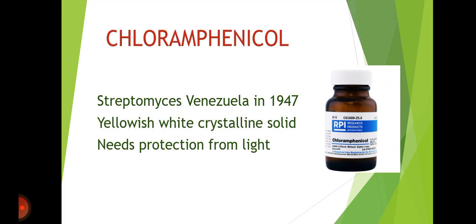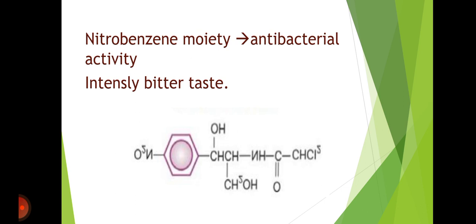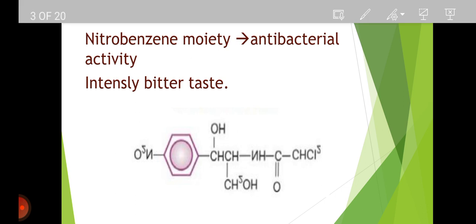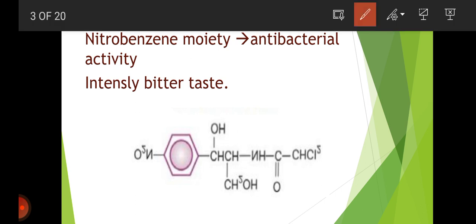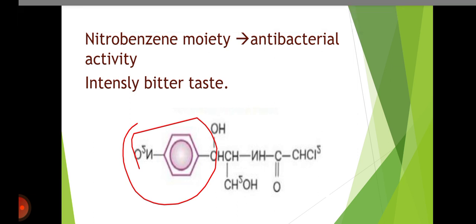It was initially obtained from Streptomyces venezuelae in 1947. It is a yellowish white crystalline solid. It needs protection from light, hence it is stored in dark colored bottles. The nitro moiety is responsible for the antibacterial activity of chloramphenicol. It is intensely bitter in taste. This is the chemical structure of chloramphenicol with a nitrobenzene ring.